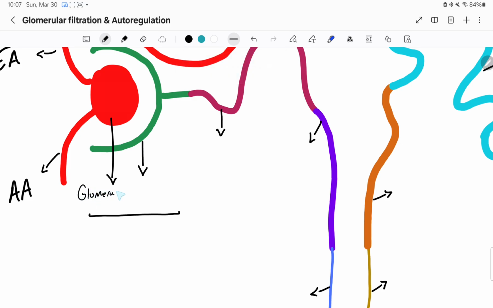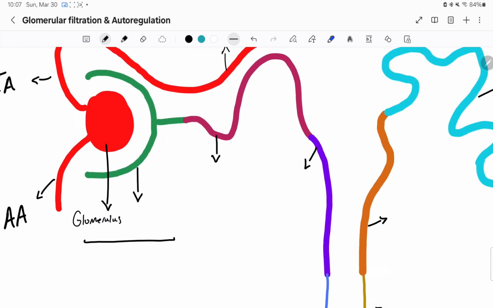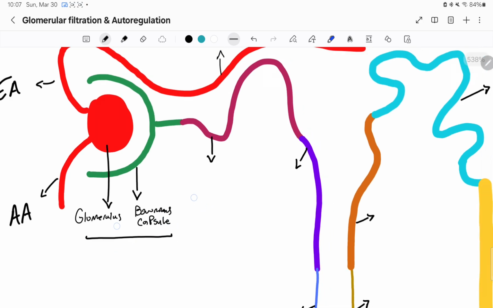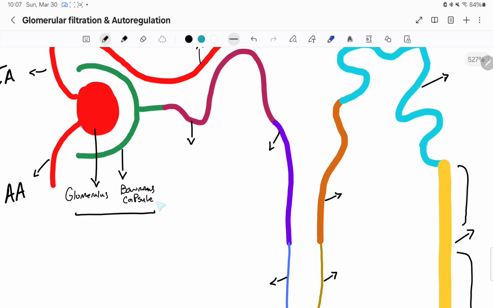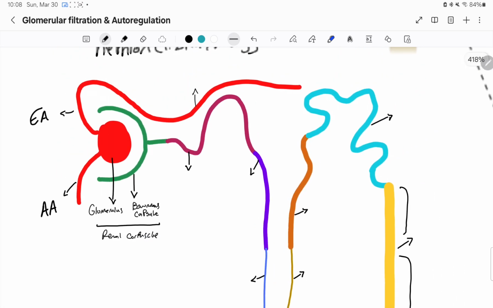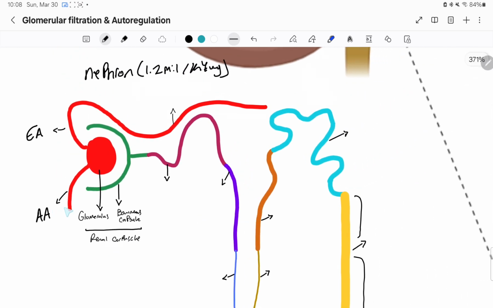You have this little greenish capsule surrounding this tuft of capillaries that's called the glomerulus, and that capsule is called the Bowman's capsule. It's made up of a whole bunch of epithelial cells. Okay, Bowman's capsule. And together, the glomerulus and the Bowman's capsule are called the renal corpuscle. Okay, the renal corpuscle.